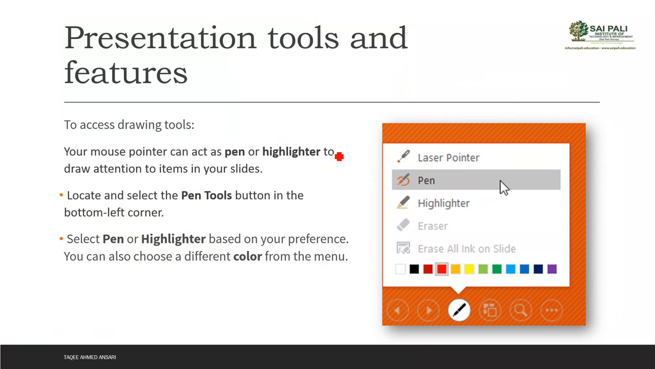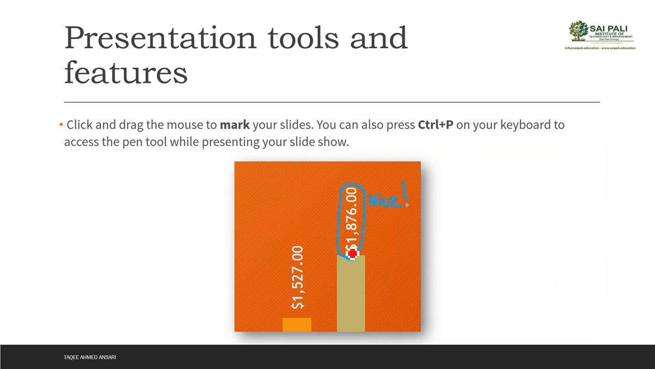Then for accessing the drawing tool, it is helpful for highlighting or pointing to specific items in your slides. For that, you can click on this command. This is the pen tool, and it will open these options from where you can choose the pen, or the highlighter to highlight, and you can even choose different colors. Then you can mark anything you want to mark, and you can also press the shortcut key Ctrl P to open the pen tool whenever you want.